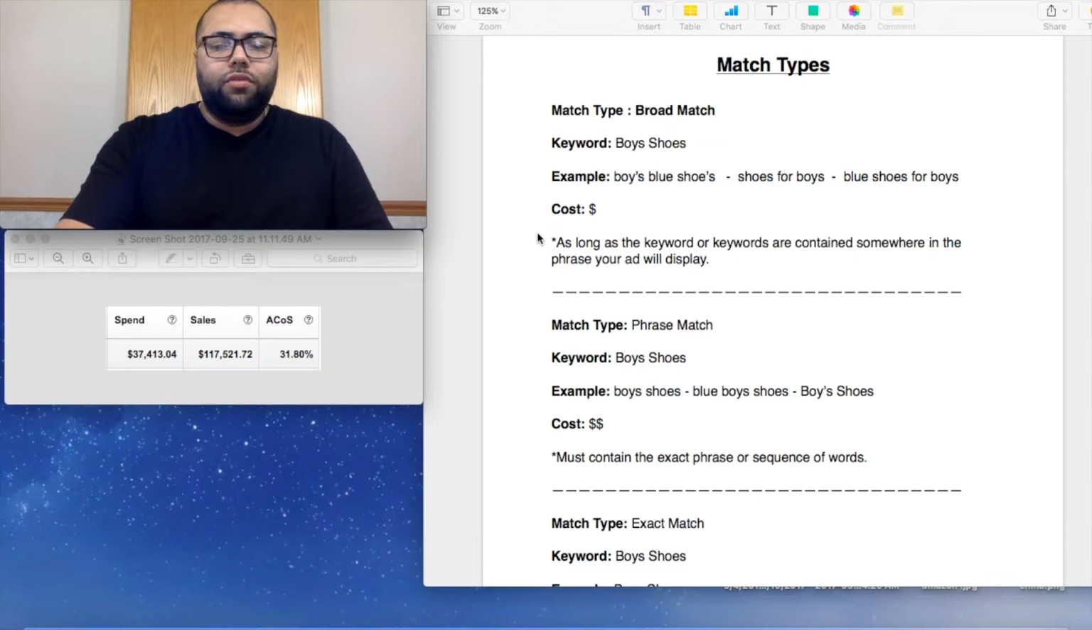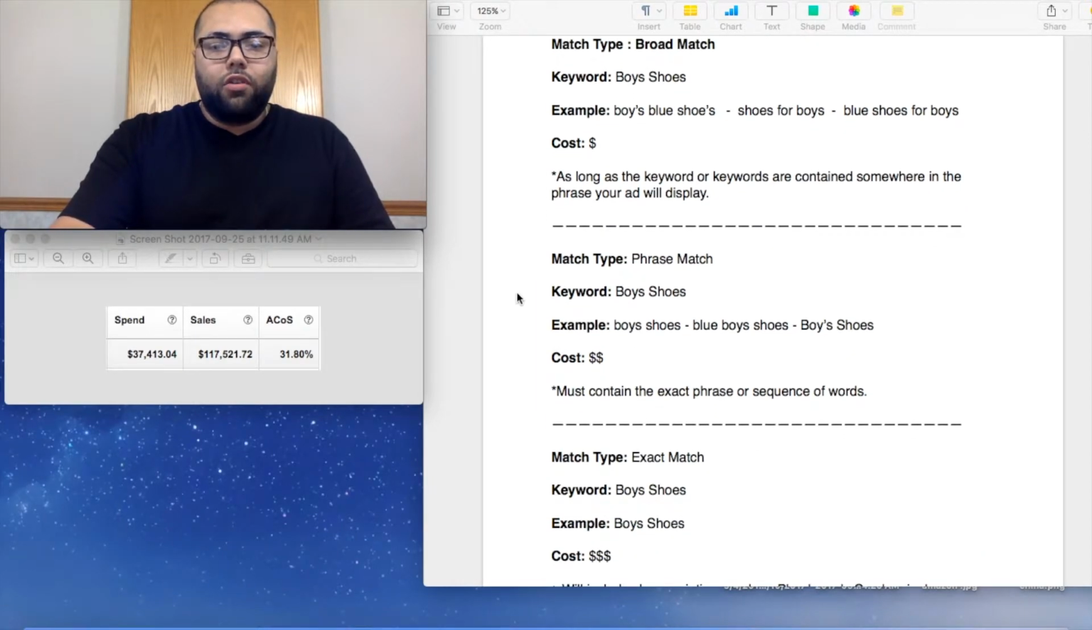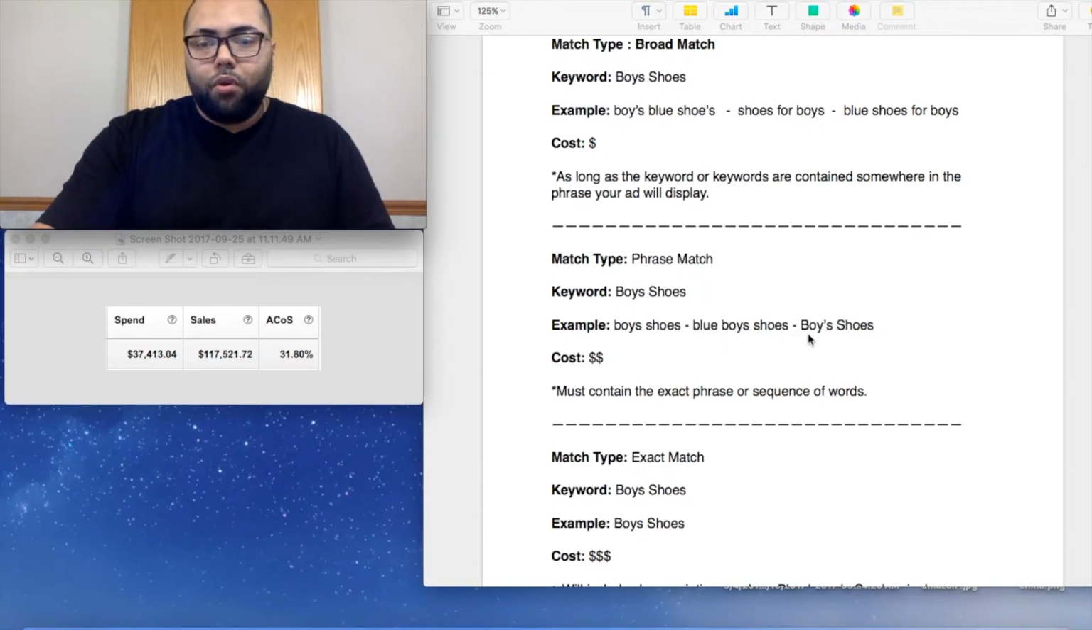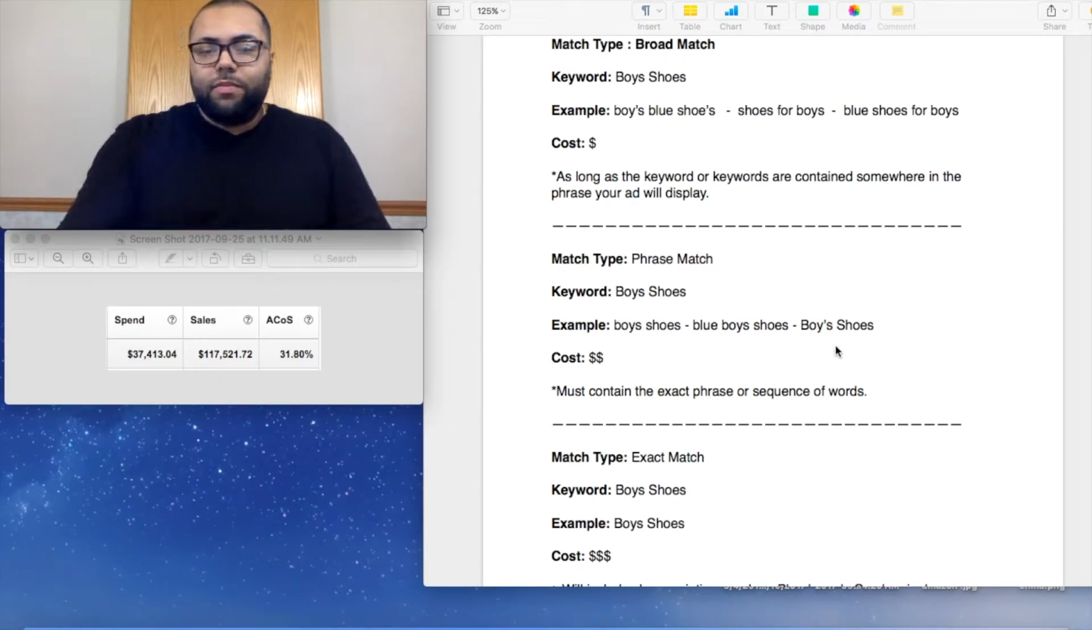All right, moving on to phrase match. Now, phrase match is a step up from the broad match. So the keyword is going to be boys' shoes, and here goes an example for you guys. Boys' shoes. Blue boys' shoes. Boys' shoes with a capital and an asterisk. See, so not an asterisk, a hyphen.